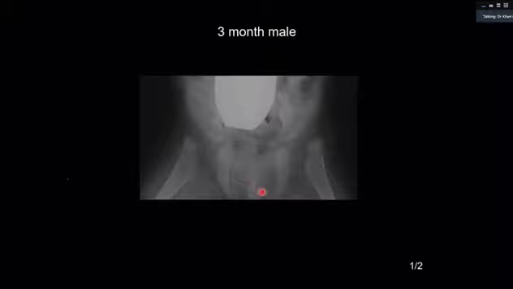Still with candidate 2. Over to you. 3 months. Normal, abnormal. What is the abnormality?